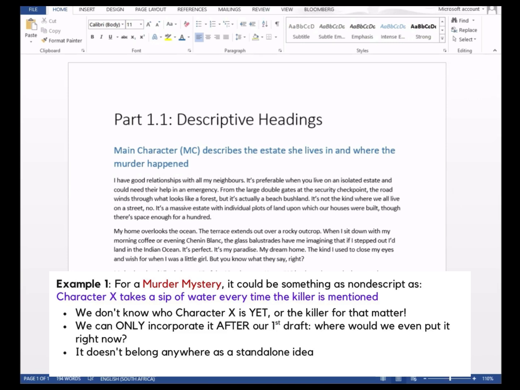For a murder mystery, it could be something as nondescript as character X takes a sip of water every time the killer is mentioned. This idea is so clever, we just can't get it out of our heads. We don't know who character X is, we don't even know who the killer is, so we can't put it anywhere right now because it doesn't belong anywhere as a standalone idea. This is clearly something we can incorporate after our first draft.